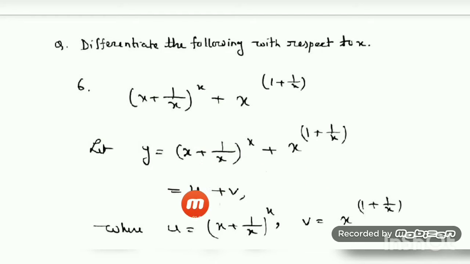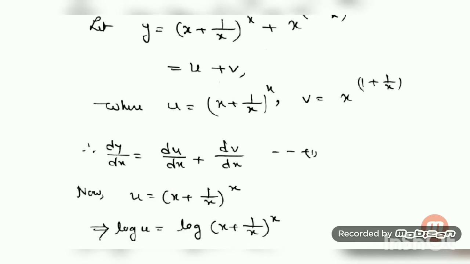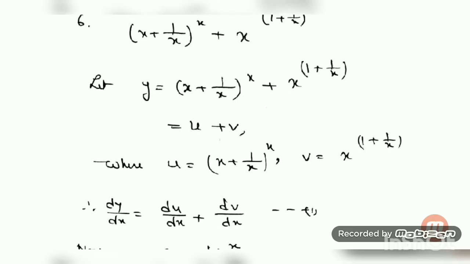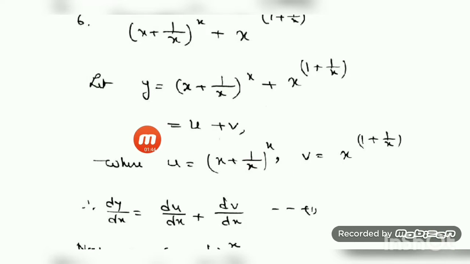Here I name this as u, and this as v. So I have written here what v is: v = x^(1 + 1/x). Now separately we are going to take the derivative of u and v, because I have to find dy/dx. So let us write down dy/dx. dy/dx is equal to what? d/dx of (u + v), and that is du/dx + dv/dx.